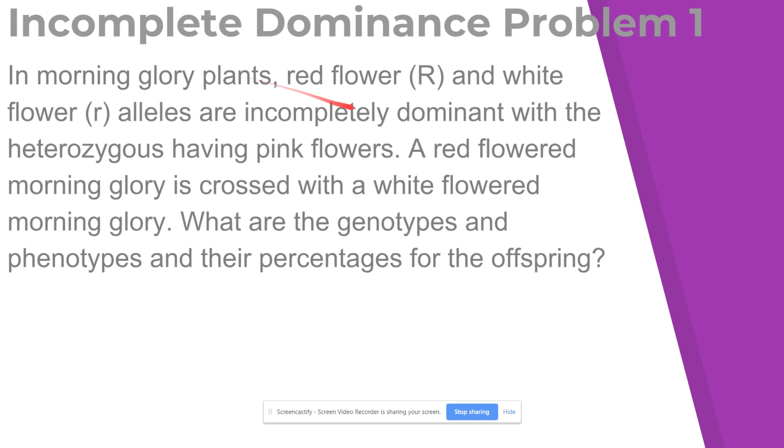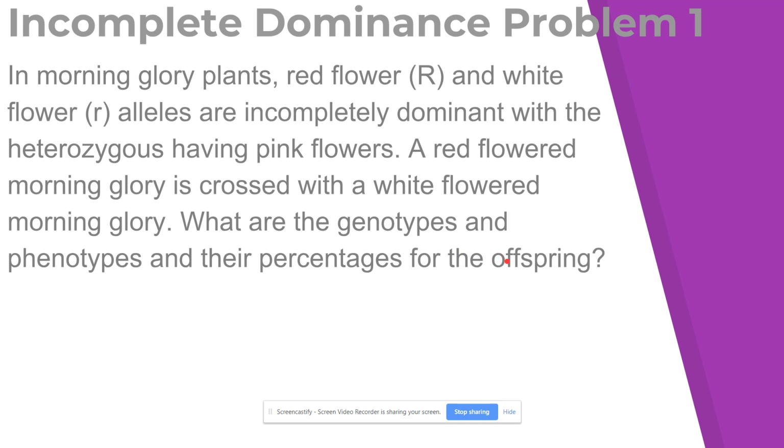Okay, so the rest of this problem says a red flowered morning glory is crossed with a white flowered morning glory. We want to know the genotypes, which remember is the genetic makeup of the organisms, so homozygous, heterozygous, and the phenotypes, which remember is the physical appearance of their offspring.